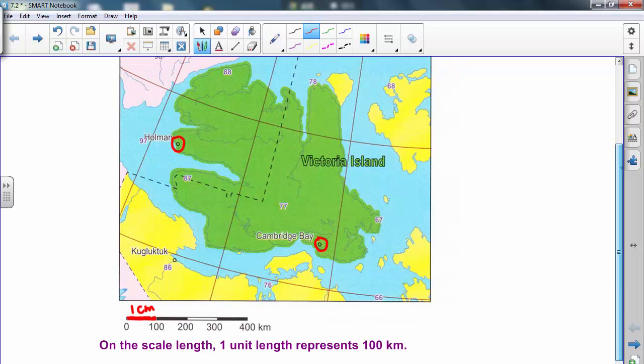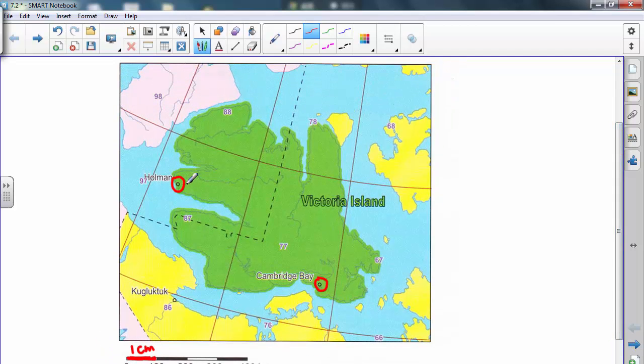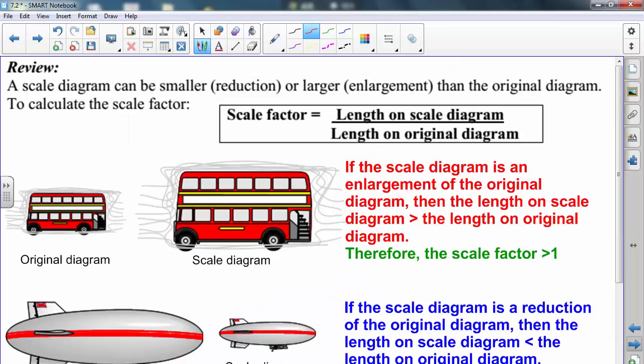How can we use the scale to find the real distance between two locations? For example, from Cambridge Bay to Holman, I can use a ruler to measure the distance between these two locations on the map. Then I use the scale factor and the length on a scale diagram to find the length on the original diagram. Let's review a scale diagram.